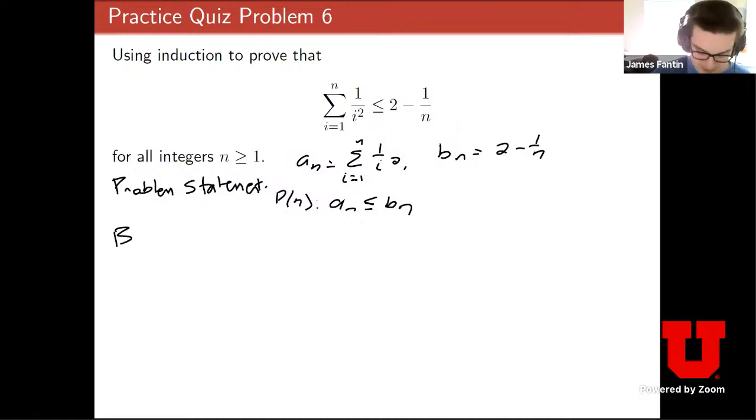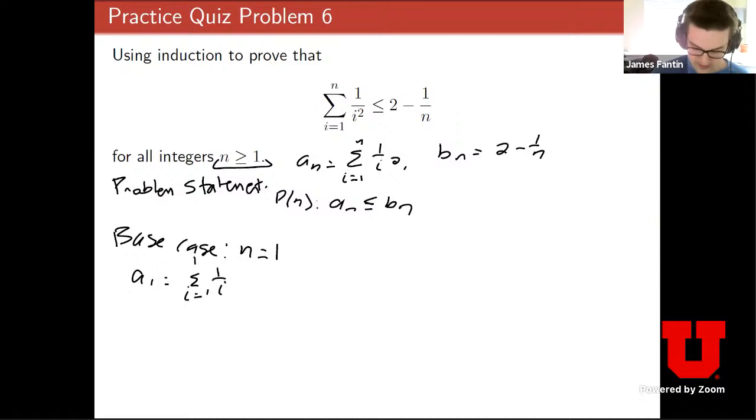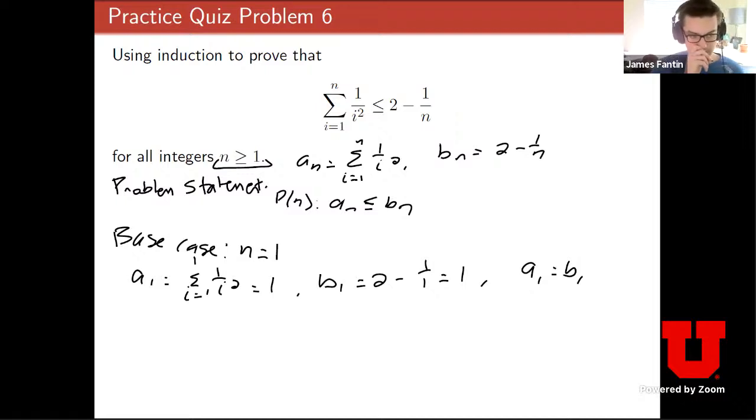For the base case, we're given that n is greater than or equal to 1, so we start with n equal to 1. For a1, we have the summation from i equals 1 to 1 of 1 over i squared, and that's just equal to 1. For b sub 1, that's 2 minus 1 over 1, which is equal to 1. Thus a1 is equal to b1, and our base case is true.